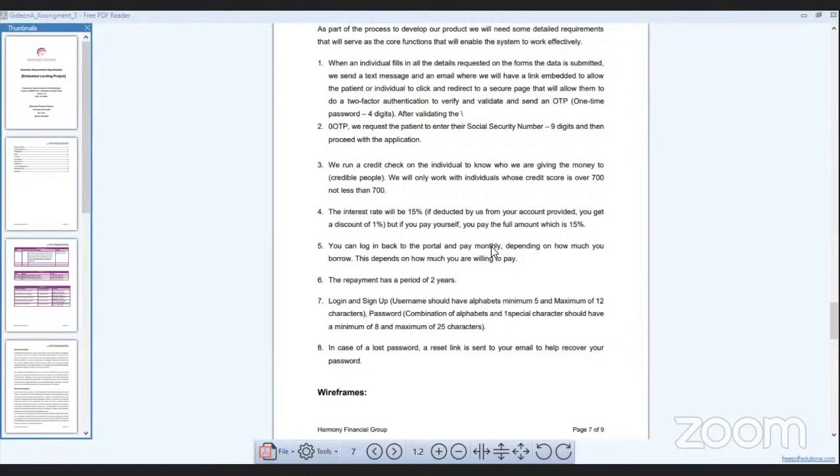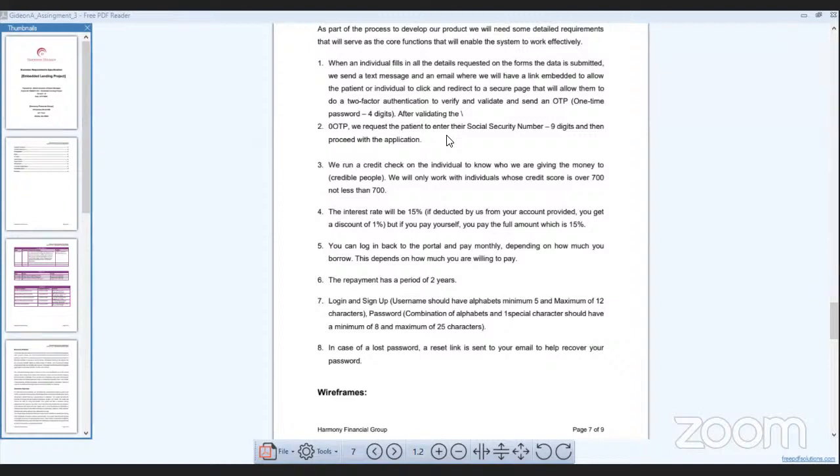After validating, I think I missed some data over there. Okay, after validating the OTP, we request the patient to send their social security number, that's the 9 digits, and then proceed with the application. We run a credit check score for the individual to know who we are giving the money to. And we have to give to credible people, of course.